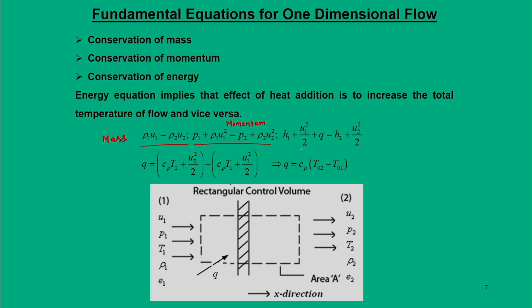And the last equation is H1 plus U1 square by 2 plus Q is equal to H2 plus U2 square by 2. So, this is the equation that is going to change from our earlier situations, because Q is introduced as heat which is being added into the flow.